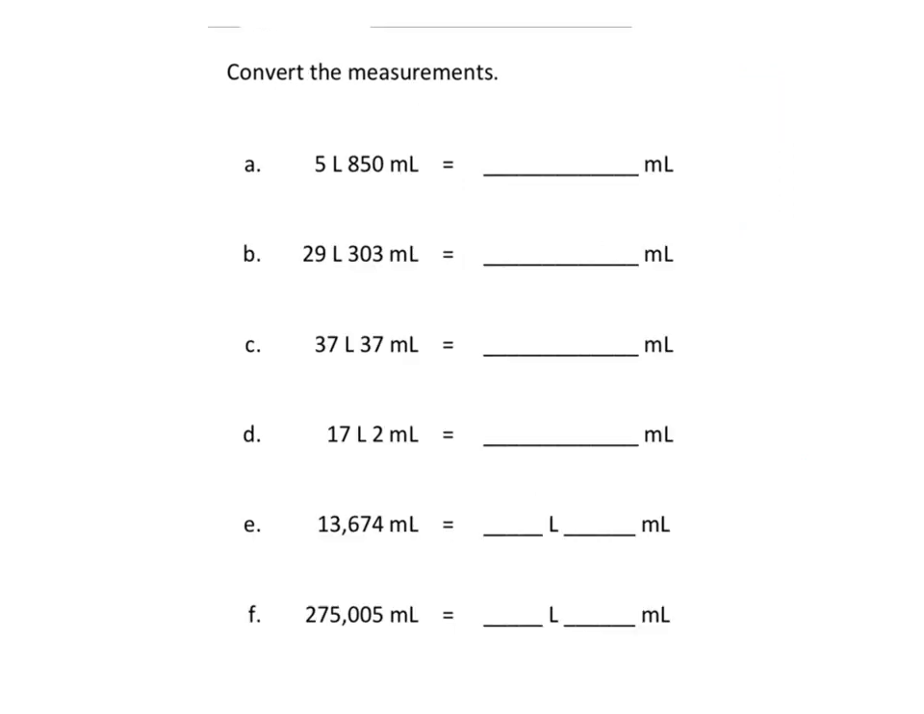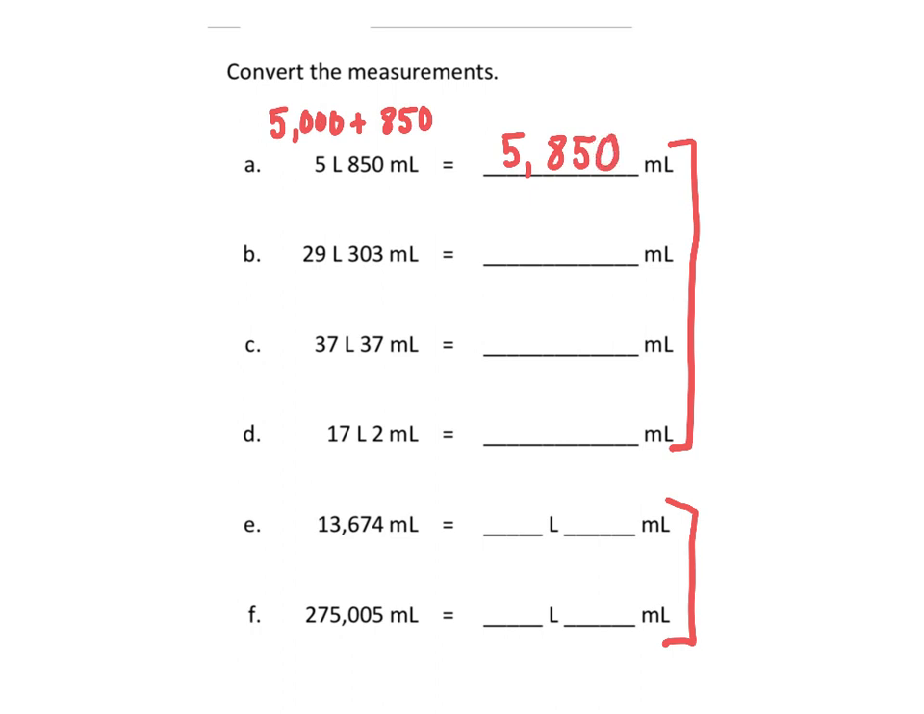All right, we're going to convert these measurements all into milliliters, these top 4, and then we have to break them up into liters and then milliliters, whatever is left over. All right, so 5 liters and 850 milliliters. Okay, so now we're going to take that 5 liters and we are going to multiply it by 1,000 to get 5,000. And then we're going to add on that 850, that extra milliliters.